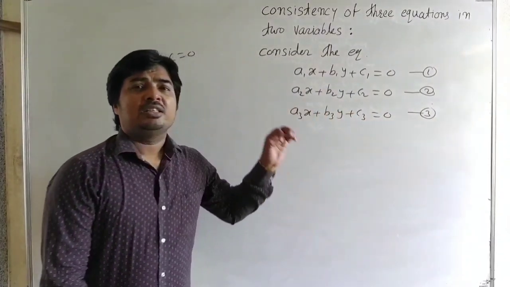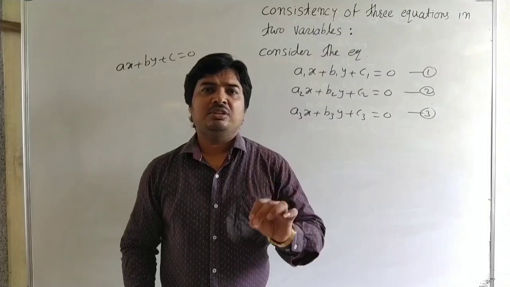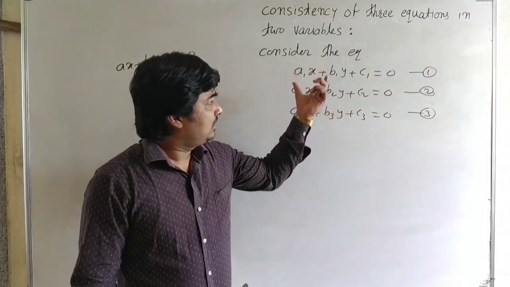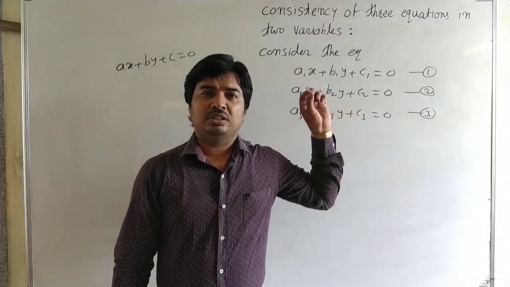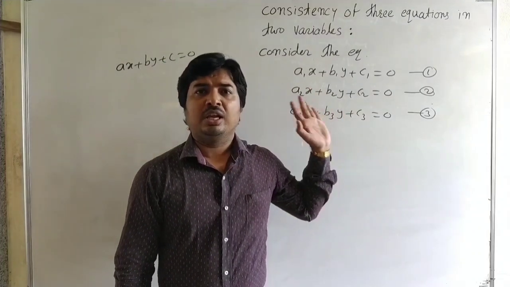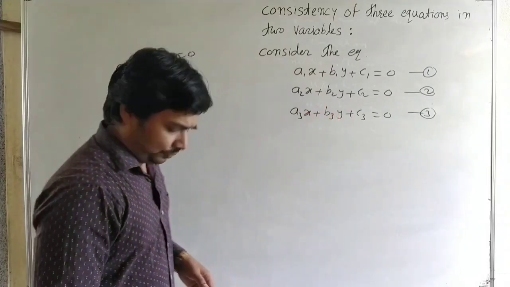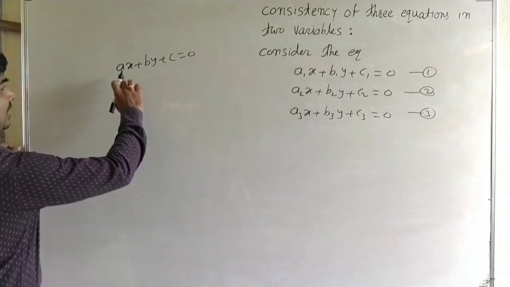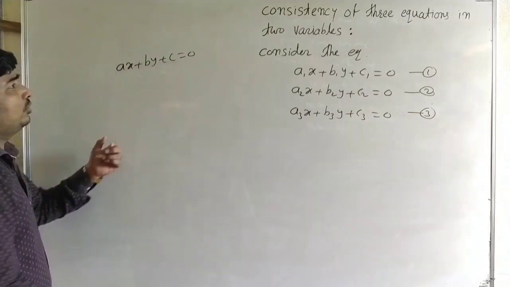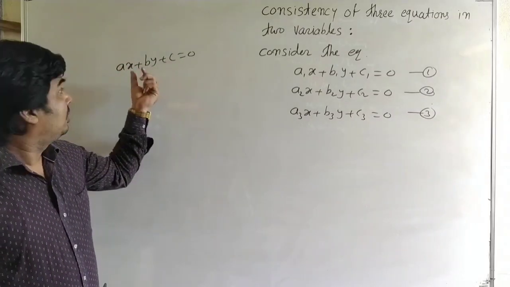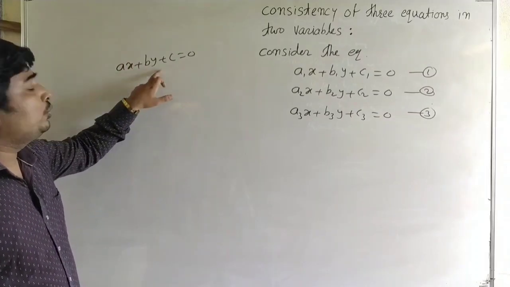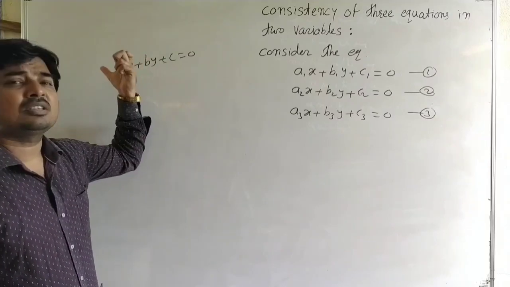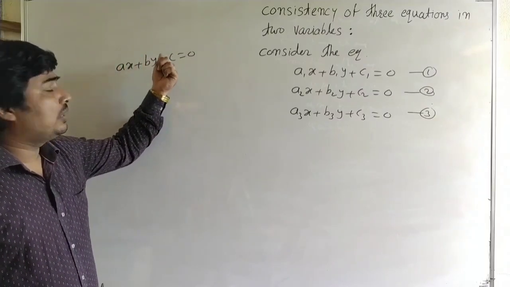Now here, consistency of equations. Consistent equations means the equations have a common solution. If these three equations have a common solution, then the three equations are consistent. We know that a common solution is a point of intersection between lines. Here ax plus by plus c equal to 0 is an equation of a line. It is a linear equation in two variables, x and y, and it represents a straight line.